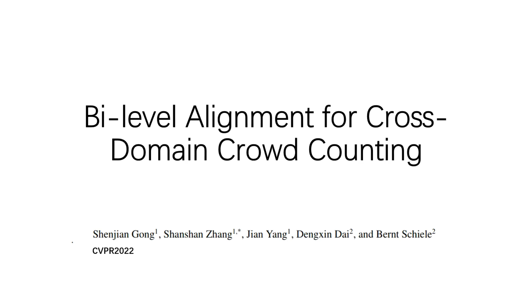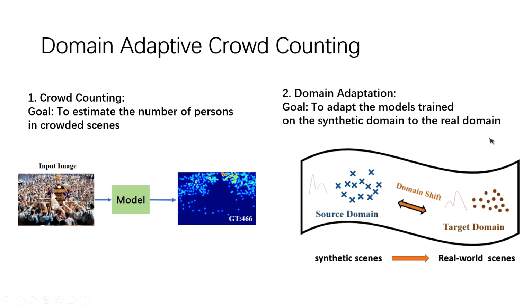We propose a bi-level alignment framework for cross-domain crowd counting. Crowd counting aims to estimate the number of persons in crowd scenes. Recently, crowd density estimation has received increasing attention. The main challenge for this task is to achieve high-quality manual annotations on a large amount of training data.